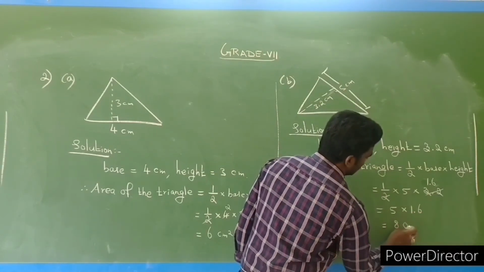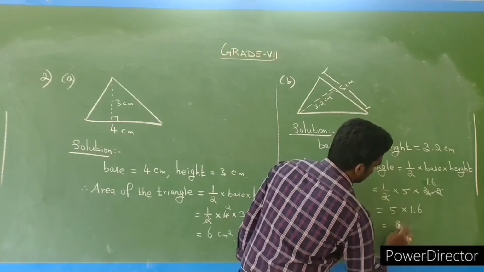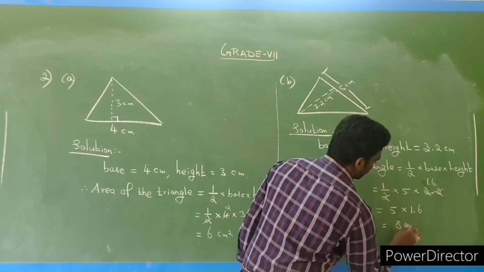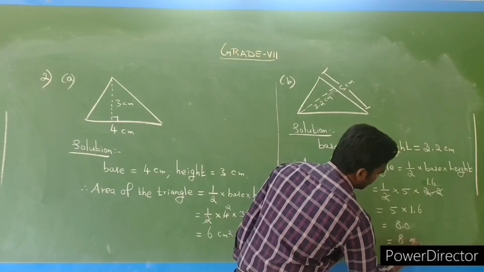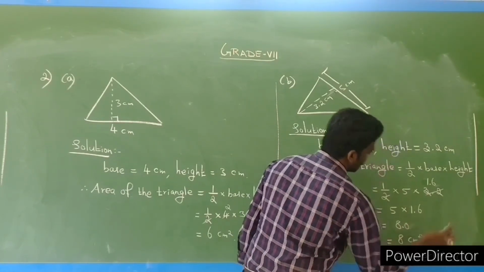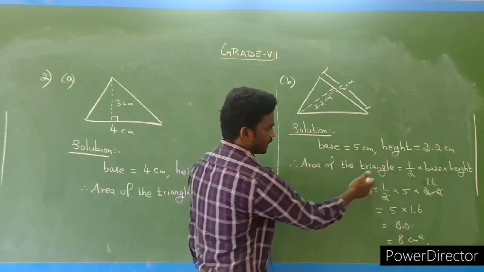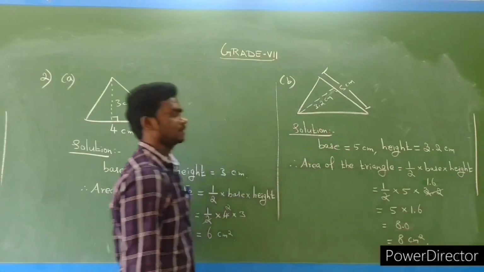equal to 16 5s are what is that? 80. So 80. 16 into 5 is 80. So 5 into 1.6, the value is 8 centimeter square. Therefore, area of the triangle is equal to 8 centimeter square.